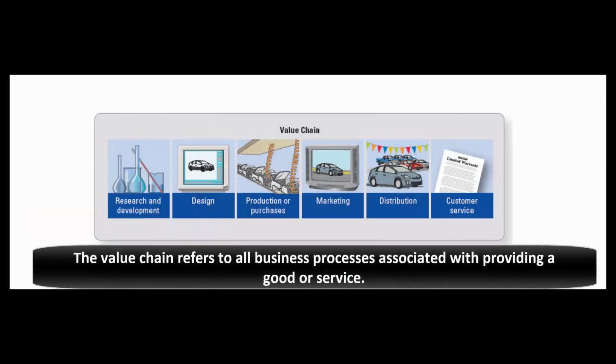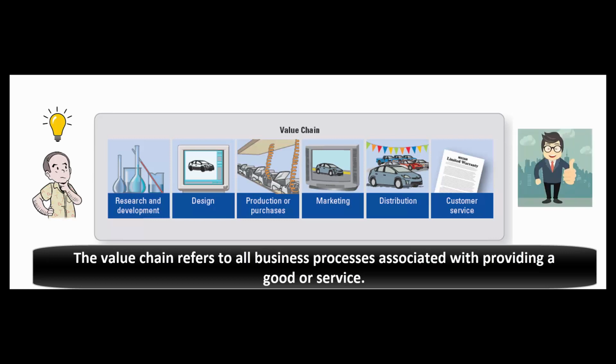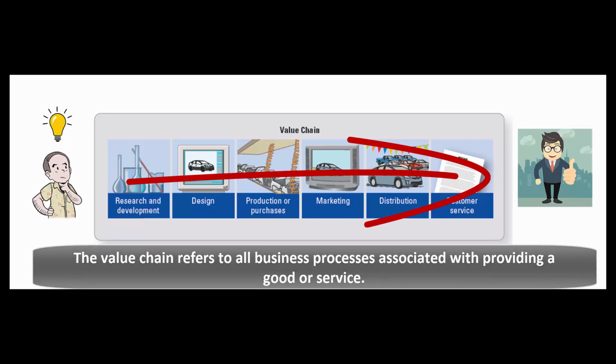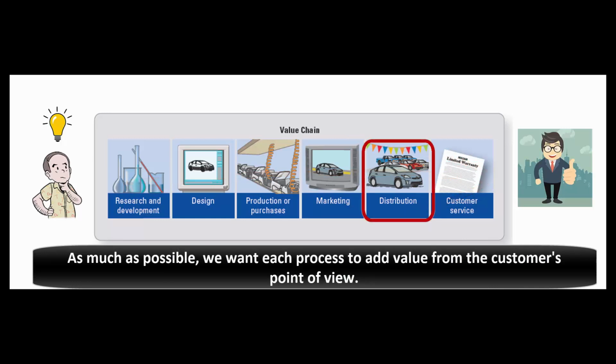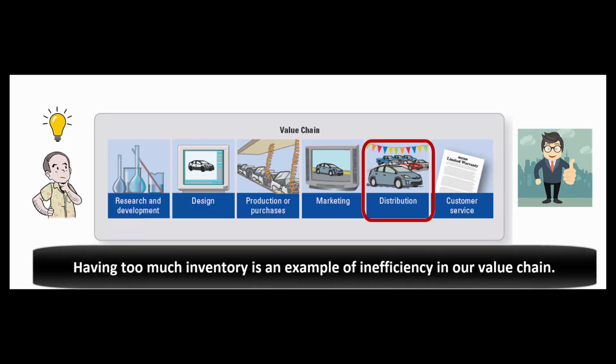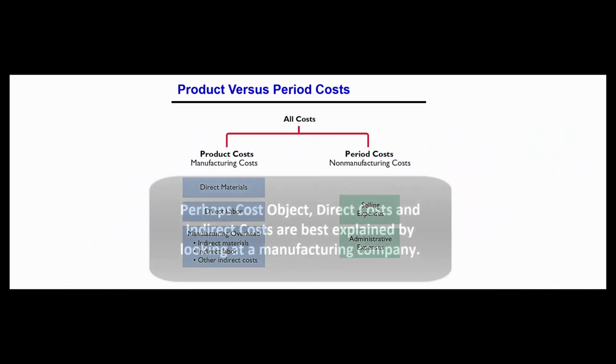From time to time, we'll talk about the value chain. That's a series of tasks or processes that result in a happy, satisfied customer. We want everything along the value chain to be a value-added activity. For example, if I have a lot of extra inventory in my distribution system, that doesn't add any value from the customer's point of view. As long as they get the product that they want, they're happy. So having extra inventory is an extra cost in the value chain. That's not good for us or good for our customer.